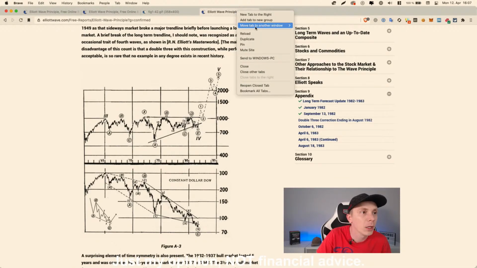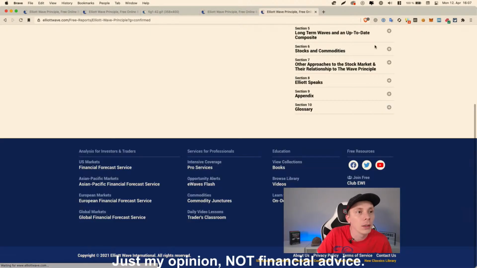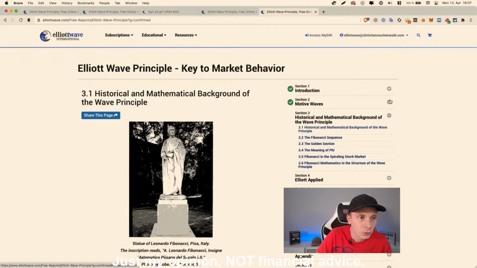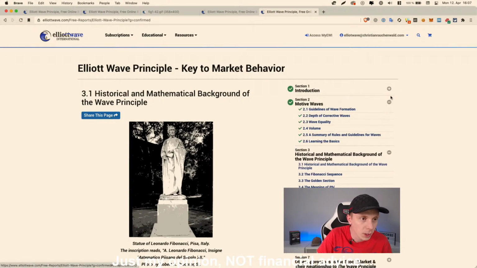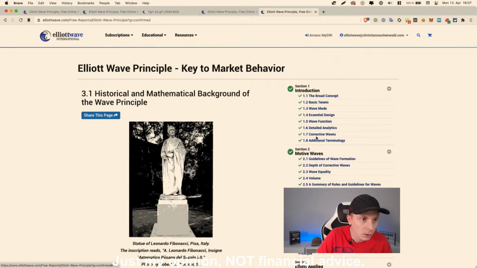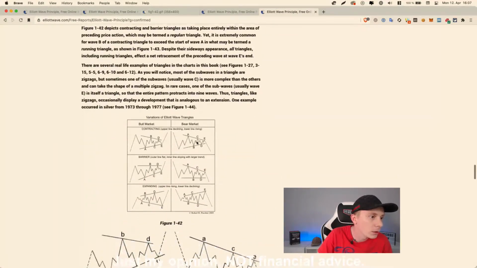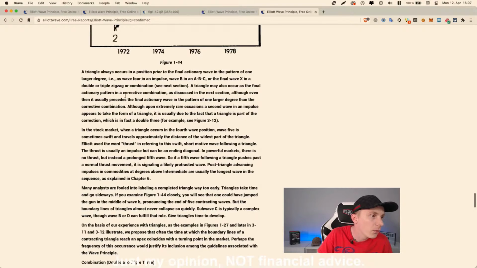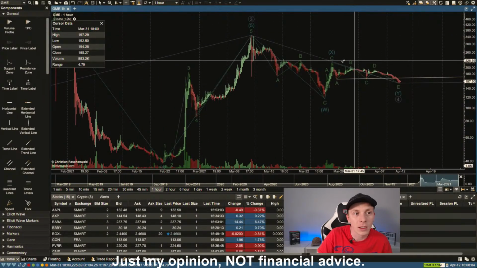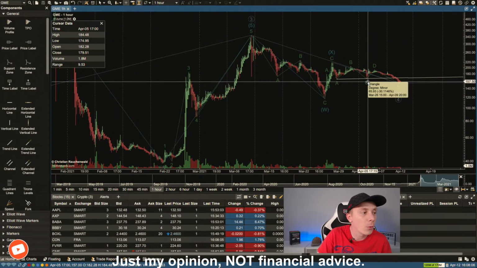I'm going to open up another tab, and then we need to go not to motive waves, but to corrective. And if we look here for triangles, we can find that a triangle always occurs in a position prior to the final actionary wave, which means it is always the last element and ends our wave 4.